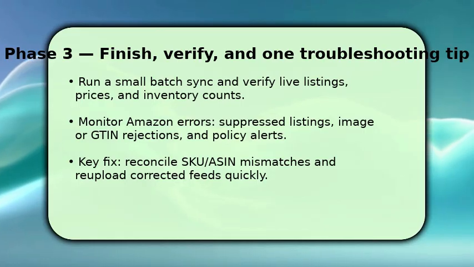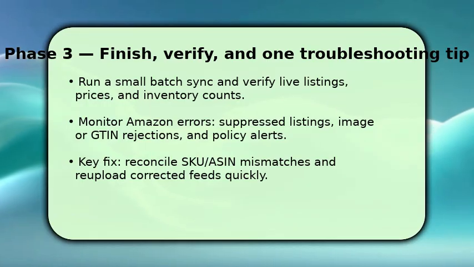Once live, monitor Amazon Seller Central for suppressed listings, image or GTIN rejections, and policy alerts. These will stop sales immediately if unresolved.